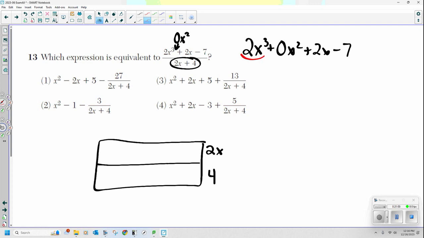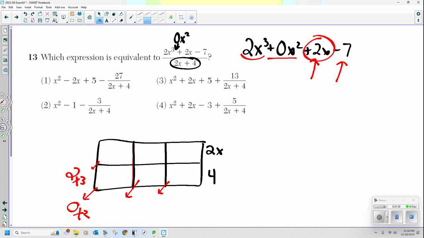So my 2x cubed goes out of this first corner, 2x cubed. This next corner is my 0x squareds. So how many more terms do I have? I have 2 more terms. So guess what that means? I need to draw 2 more corners. 1, there's a corner. 2, there's a corner. So now I have 2 more corners. Okay, and the next term is going to be 2x. And the last term is that minus 7. So now we're just going to get going with the dividing.